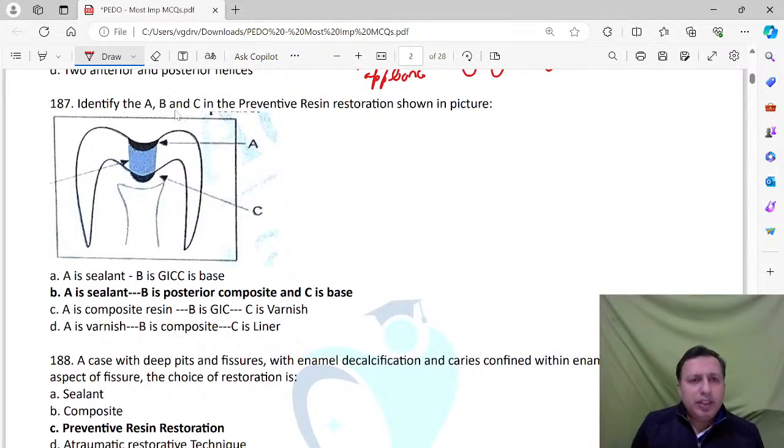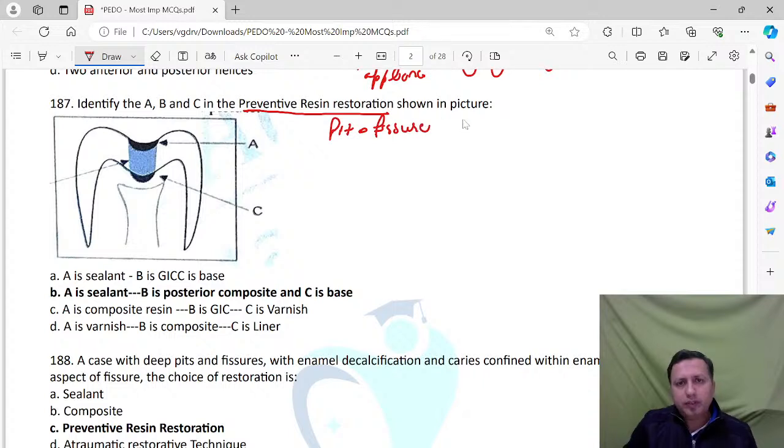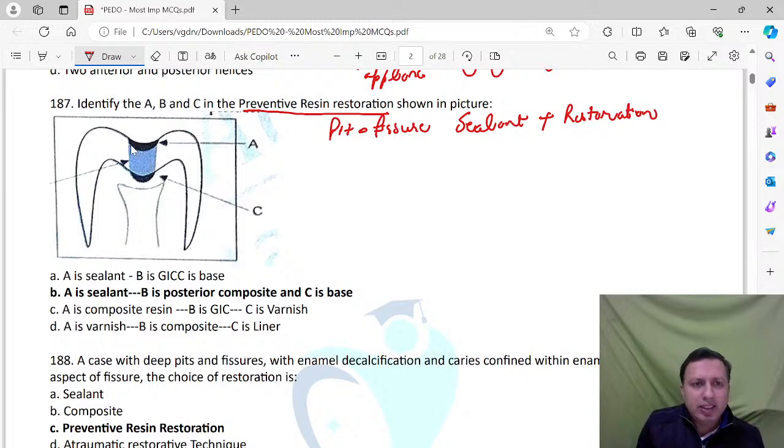Now the next question is, identify the A, B and C in the preventive resin restoration. Now what is preventive resin restoration? I have told you that it's a combination of pit and fissure sealant plus restoration. So if you see in this diagram, the A basically is a sealant layer. Then the second layer is the restoration, and the third layer is basically a base.